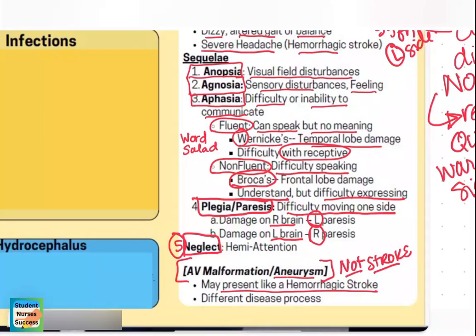So the patient may present with maybe difficulty speaking, or difficulty swallowing, or visual disturbances, or perhaps they have maybe paralysis or weakness on a side of their body. It could be a stroke. It also could be one of these issues as well. So I put these here. They're not strokes, but they're very similar and present like them.